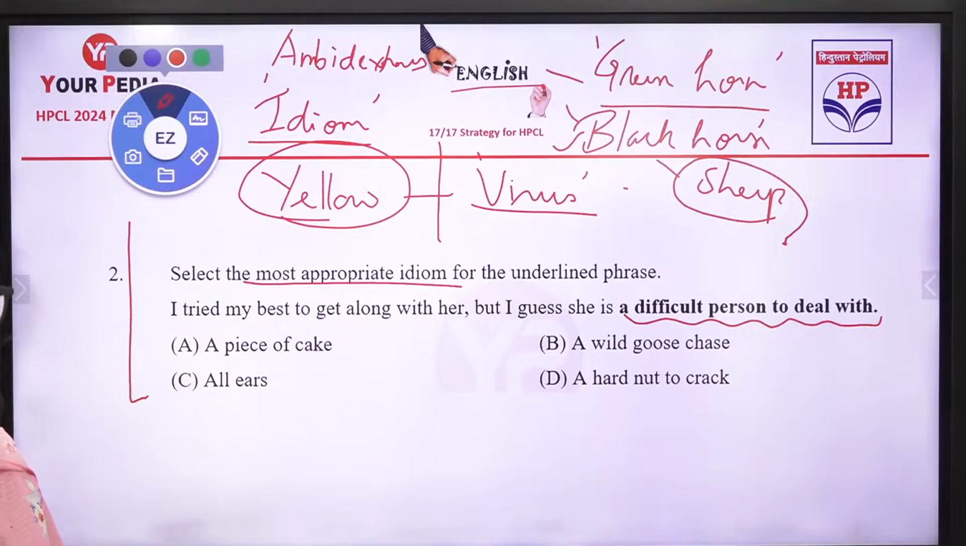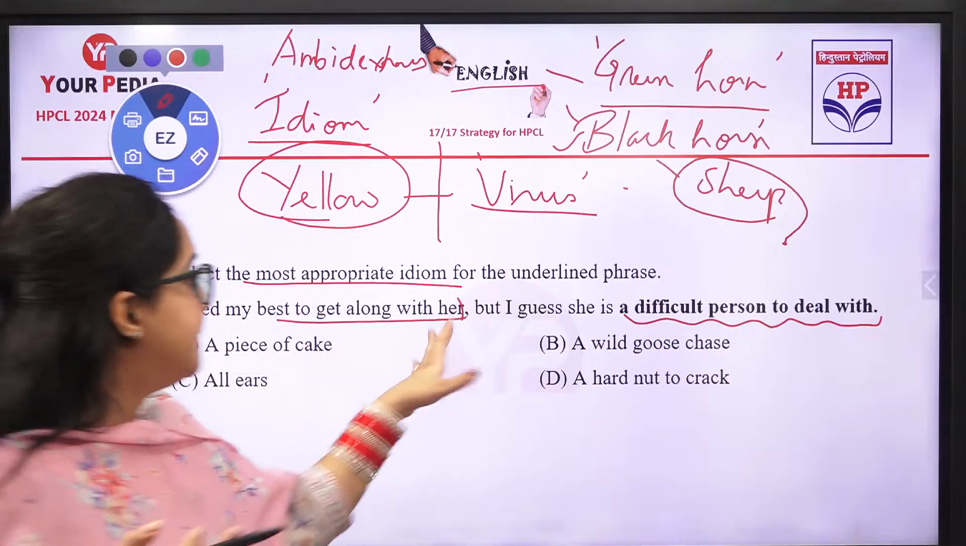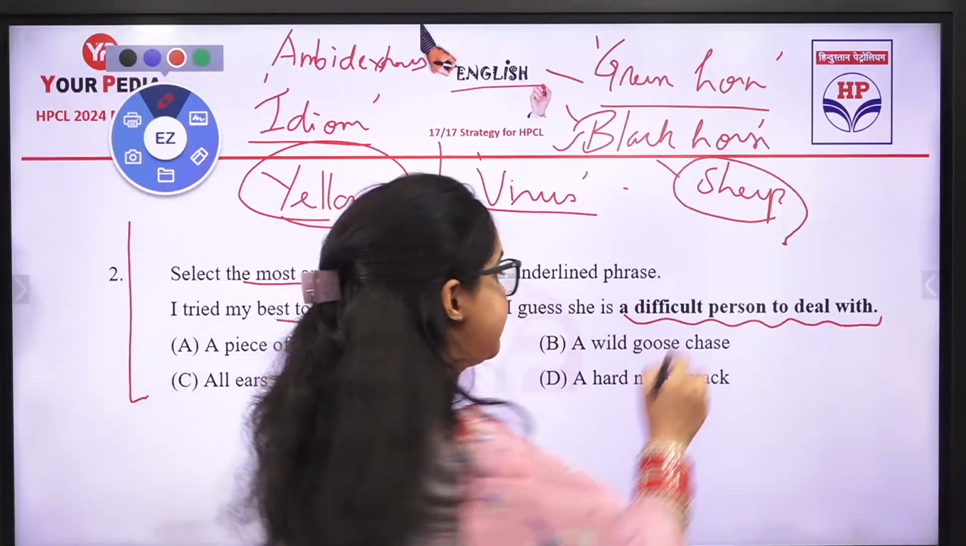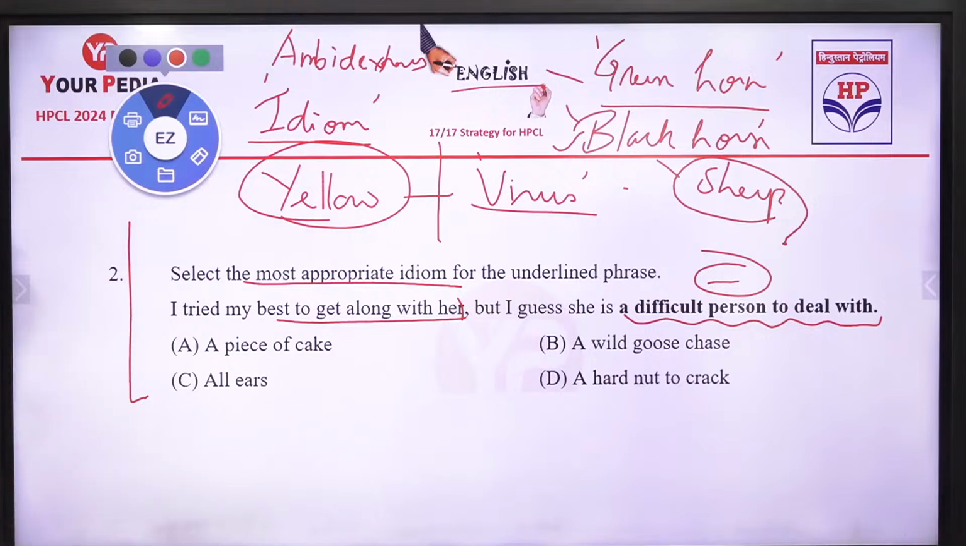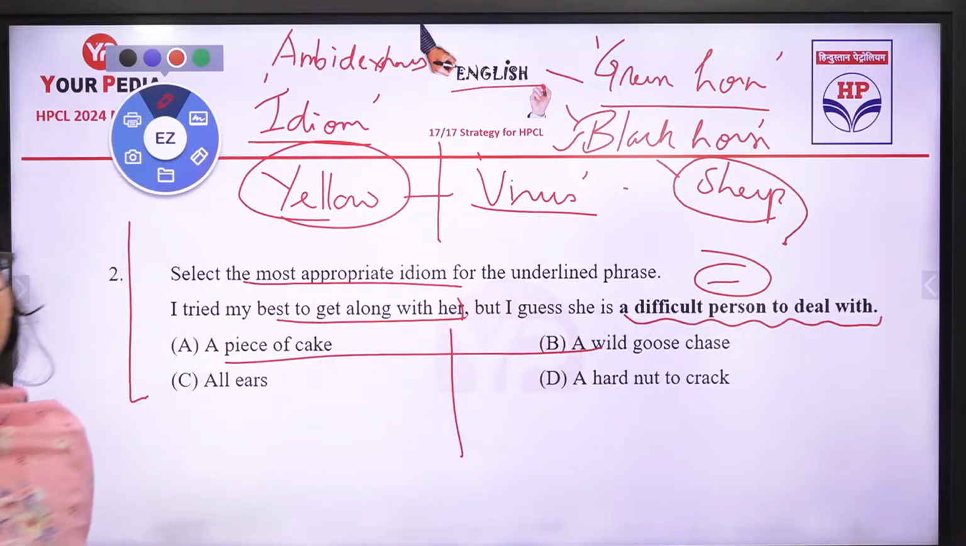Now coming back to the question, it is like, I tried my best to get along with her. I tried my best that I should get along with her. I should be moving with her. But I guess she's a difficult person to deal with. Difficult means something negative, we used to have some answer here. So it's a piece of cake, it's a wild goose chase, all ears or hard nut to crack. You are getting 4 options. Tell me which answer you feel like. It's the right one.